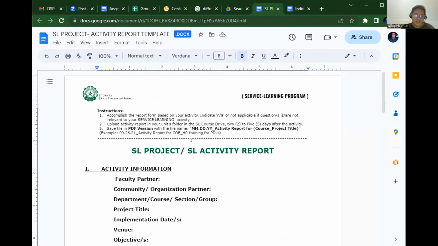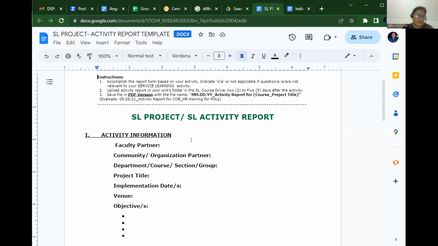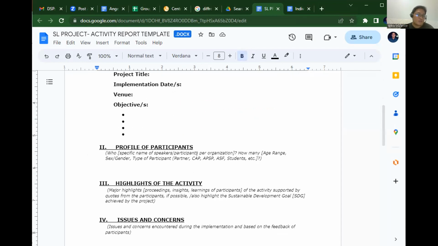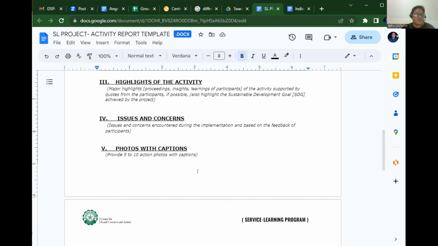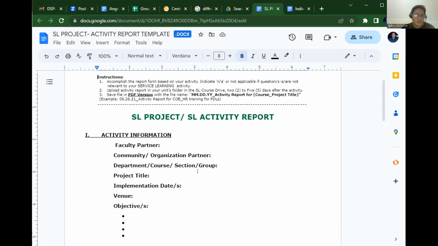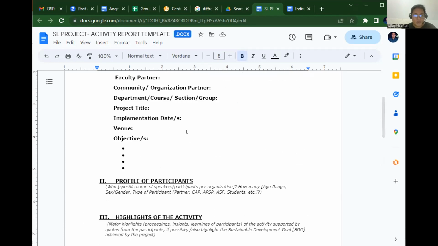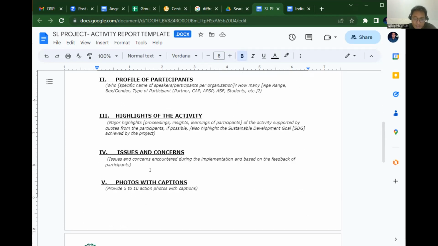this is the service learning activity report. This is the format that we give to the students so that they could properly document their service learning activity. Okay, the profile of participants, highlights of the activity, issues and concerns, and the photos and captions, and even the sustainable development goals. As you can see in the highlights of the activity, also highlight the sustainable development goal achieved by the project, because in our university we always want it to be tagged in the sustainable development goals. Okay, that's all on my part. Thank you very much.